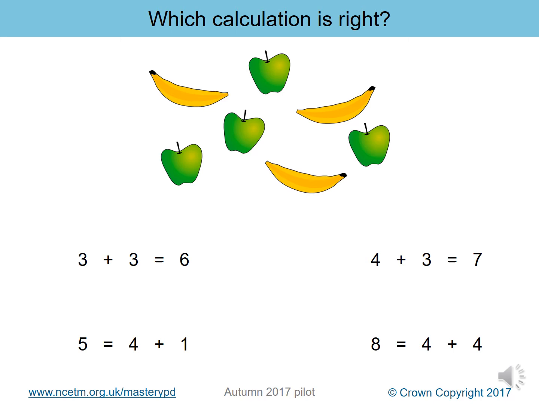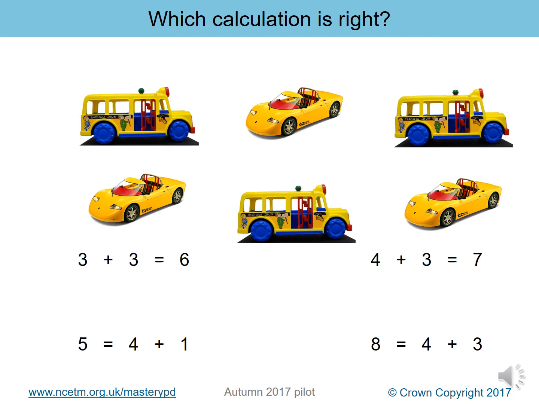So I've got 4 apples and 3 bananas. 4 and 3 makes 7. I've done lots of bond work, so I know that 4 and 3 is 7. So I'm going to circle 4 and 3 equals 7. Okay, right, you have a go at this one. Look at the picture, look at the number sentences, which one is correct?